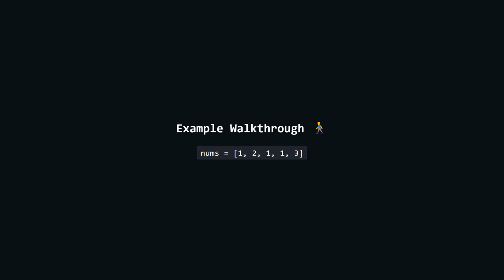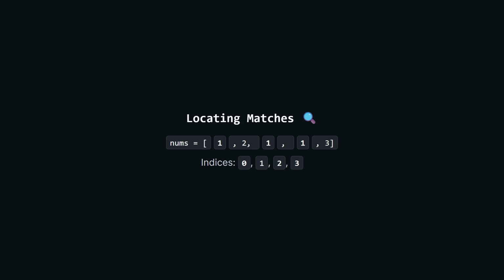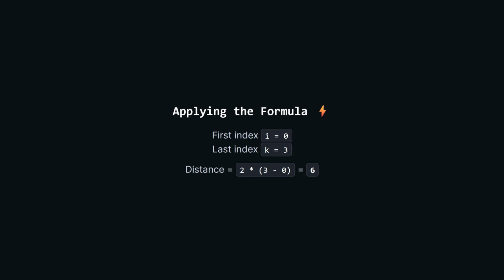Let's walk through an example to see this in action. Here is our list. If we scan through, we can clearly see that the number 1 appears 3 times. They are at positions 0, 2, and 3. Our first spot is 0, and our last spot is 3. Plugging that into our simplified formula, the distance is 2 times 3, which gives us 6.